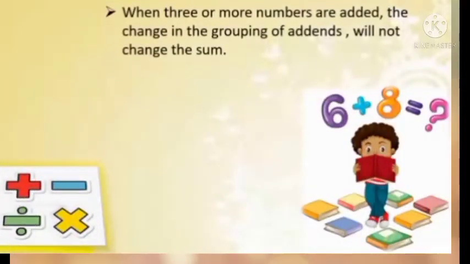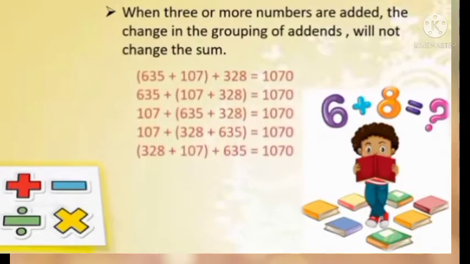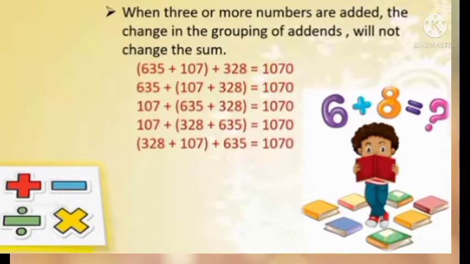When 3 or more numbers are added, the change in the grouping of addends will not change the sum. For example, if we have 3 numbers 635, 107 and 328 for addition, we can keep them in any order. It will not affect the result. Here, the bracket shows which 2 numbers we are going to add first.